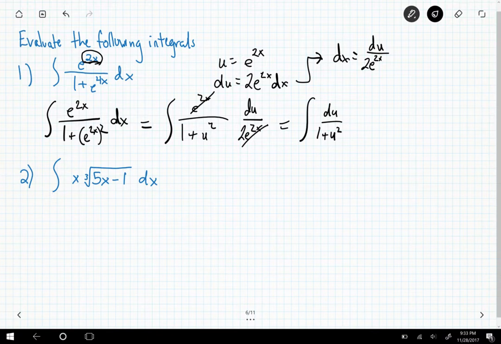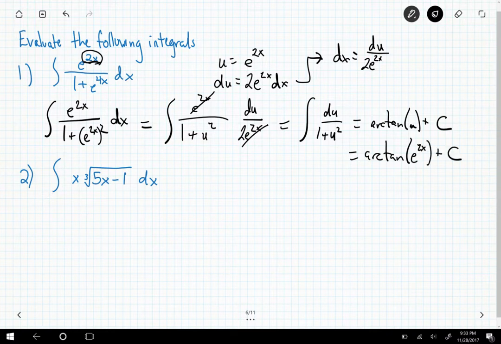And so hopefully you recognize this one. You may or may not. It just happened on the previous page. We took a derivative of an arctangent. And that's exactly what this is. This is the arctangent of u plus some constant c. And so this is the arctangent of, well, we had e to the 2x, plus a constant c. And that's your final answer on that one.